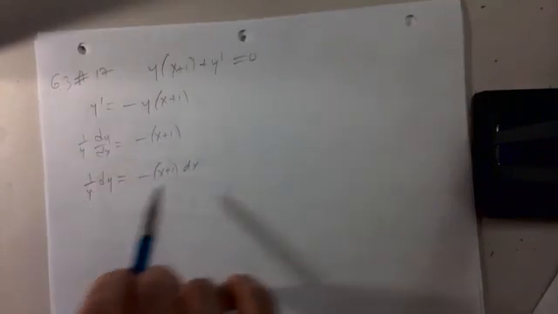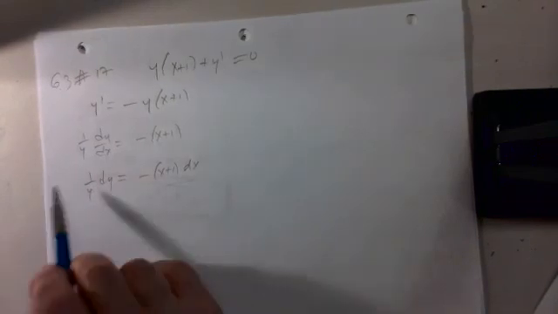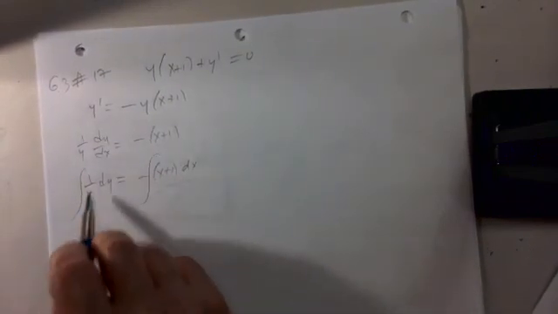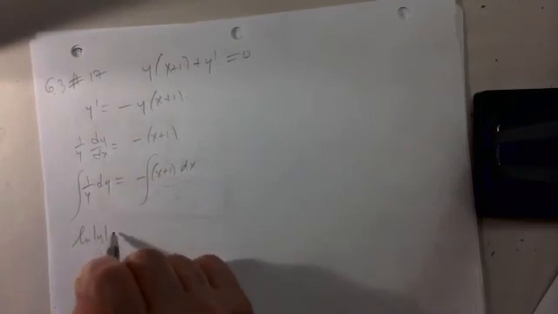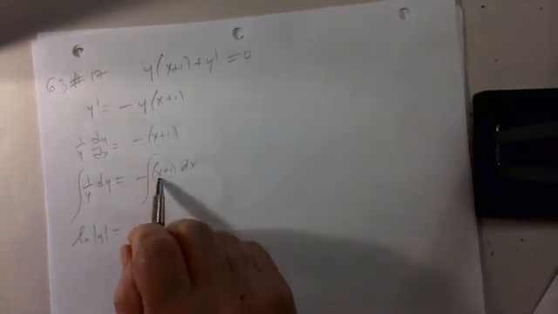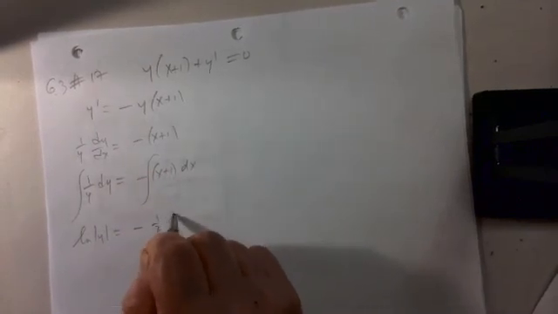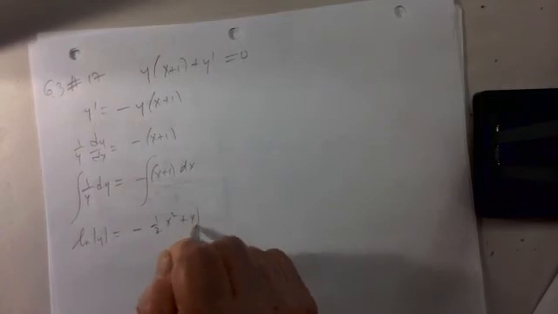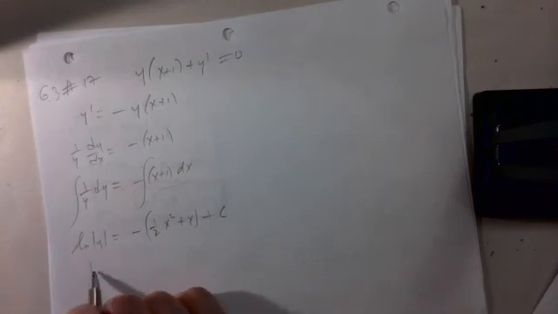Over here, they're just y's. Over here, they're just x's. And we integrate. So this is just the log of the absolute value of y. And this is minus the integral of x plus 1, which is a half x squared plus x plus a constant. So let me just leave it like that for a moment.